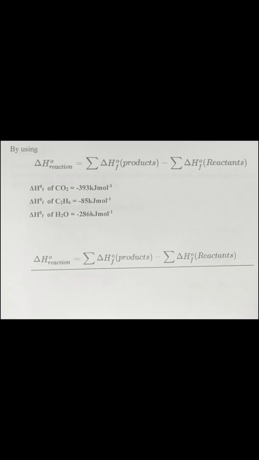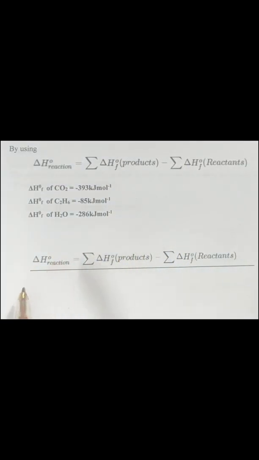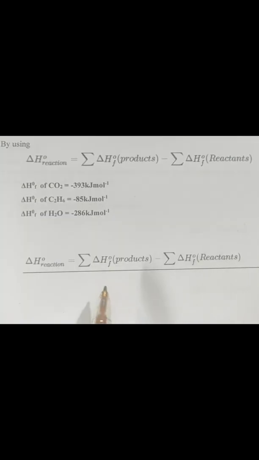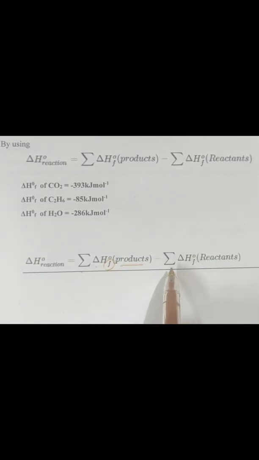Other than using the energy cycle, we can use this formula to calculate the enthalpy change of the reaction. From the formula, total standard enthalpy change of formations for the product minus total standard enthalpy change of formations of the reactants. Always remember, only for formations.